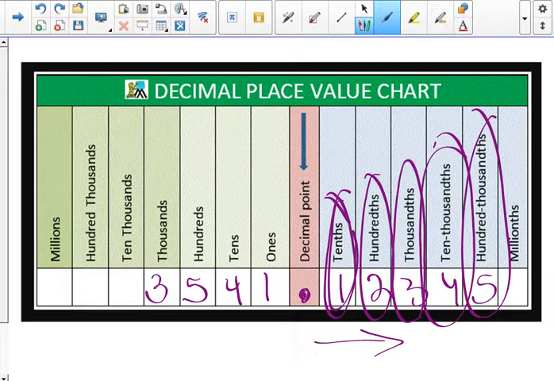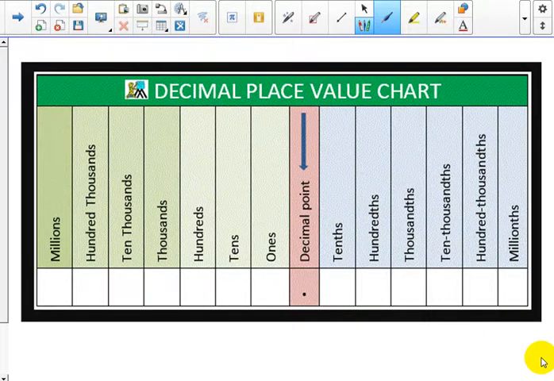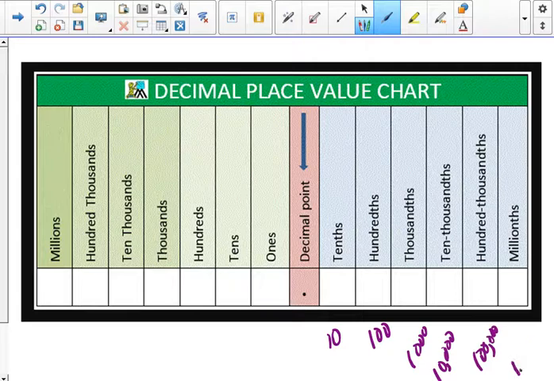Let's think about these for a second. Tenths, that's like 1 0. 10. Hundredths is 1 0 0. Thousandths is 1 with 3 zeros. 10,000ths is 1 with 4 zeros. 100,000ths has 5 zeros, and the millionths has 6 zeros. Look at the number of zeros we have.